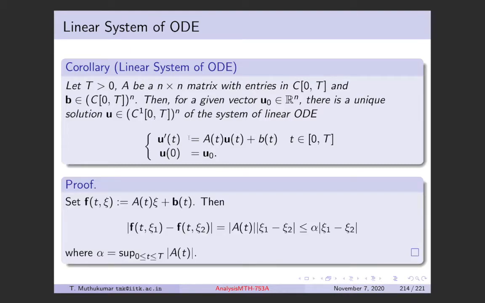So this is a special case because if f is psi plus bt, then f in the second variable satisfies the Lipschitz property, where this alpha is the supremum of mod at. So this falls in the previous theorem category. So one can actually claim that there is a unique solution to this problem.